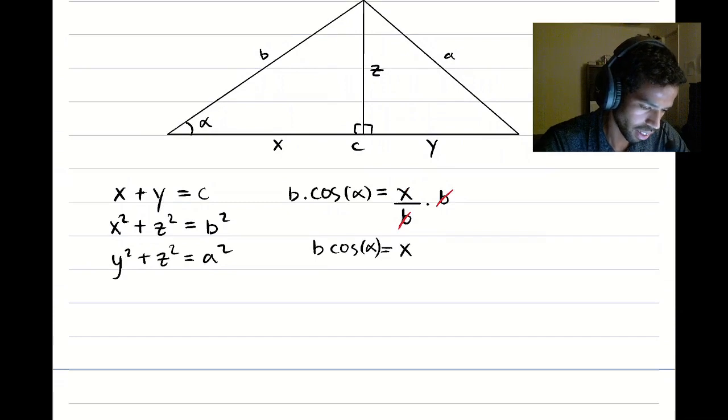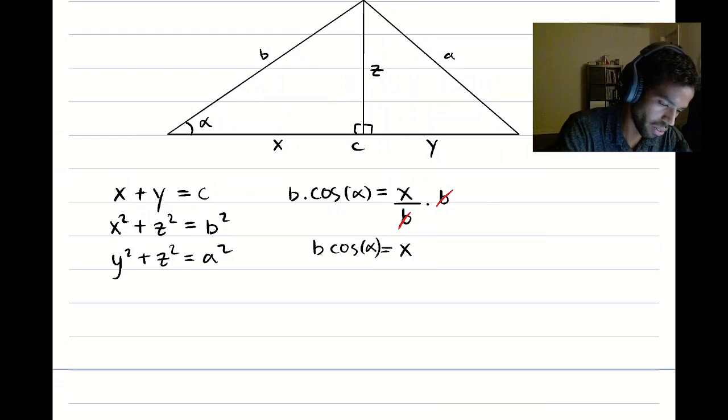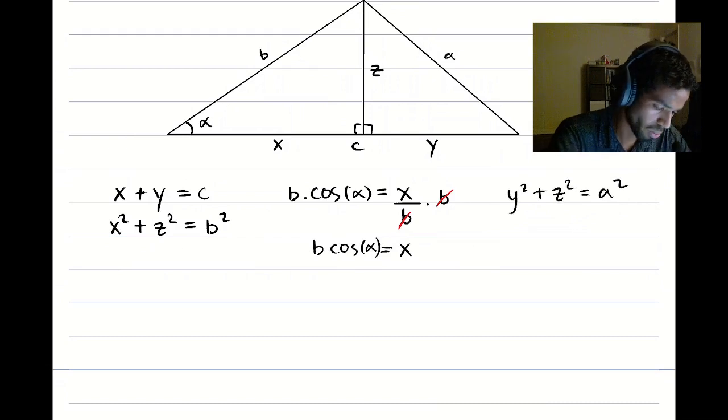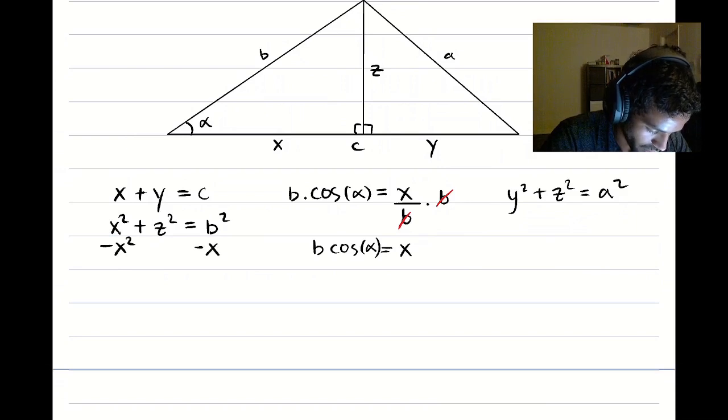Okay, so now I'm gonna set these two equations equal to each other. Both of them have z squared, so I'm gonna get z squared by itself for both of these equations. So here, I'm gonna move this over here so I have some space. And I'm gonna do minus x squared on both sides, so that's gonna cancel these two out. So I'm gonna end up with z squared is equal to b squared minus x squared.